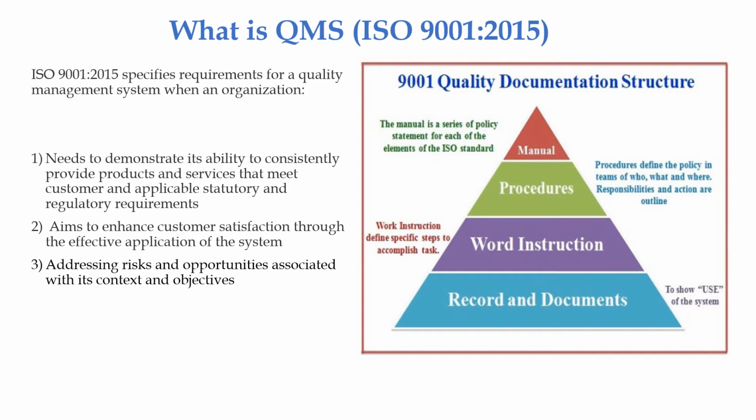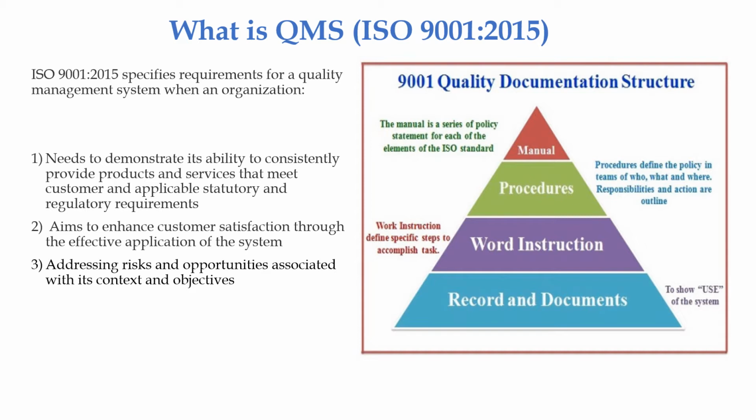So most people ask, what is this QMS? QMS mostly has this kind of pyramid structure. The first one is the manual, followed by the procedure, the work instructions, records and documents. Manual is a series of policy statements for each of the elements of the ISO standard.